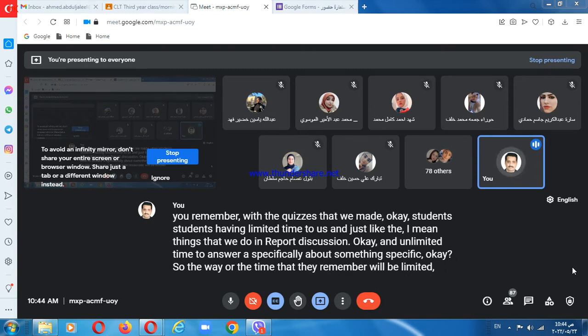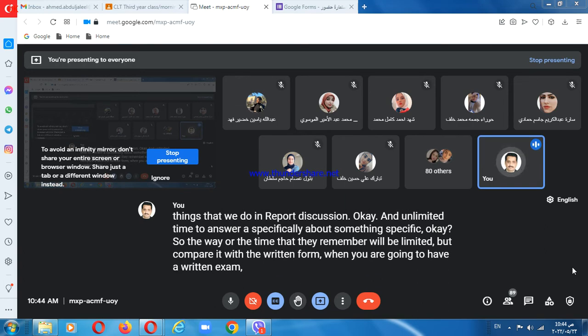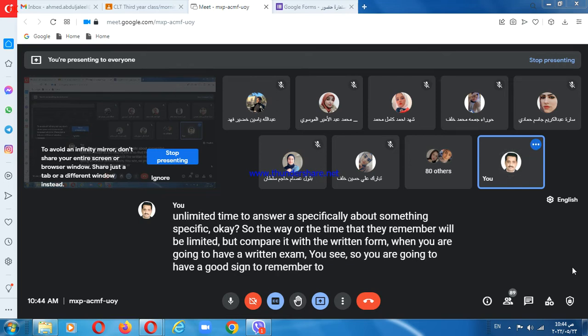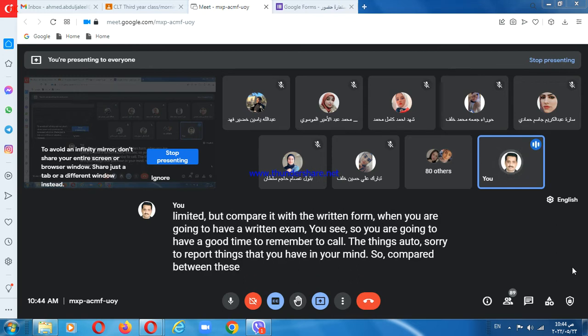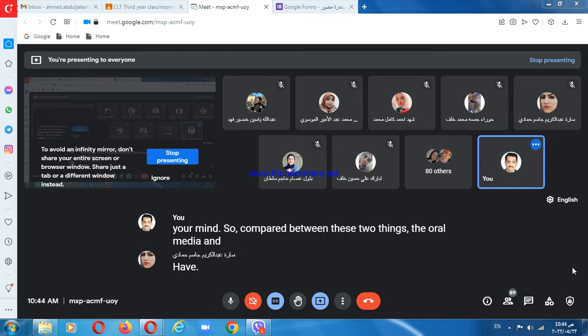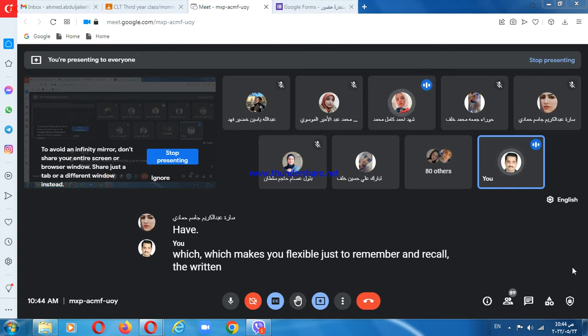But compare it with the written form, when you are going to have a written exam. You see, you are going to have a good time to remember, to recall things that you have in your mind. So compare between these two things, the oral media and the written media. Which makes you more flexible just to remember and recall, the written exam or the oral exam?